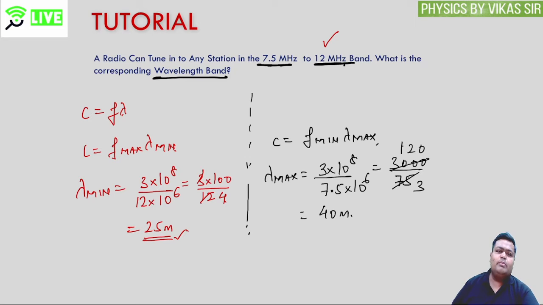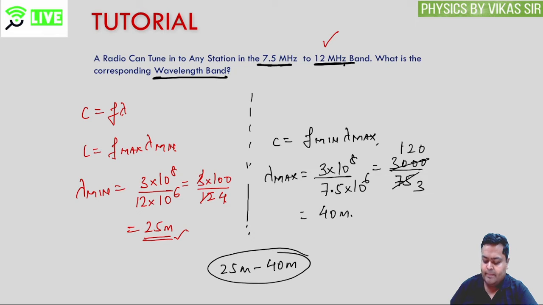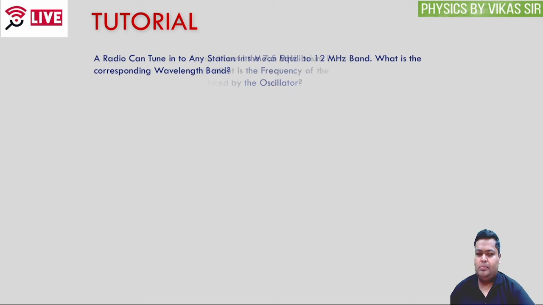So I have the maximum and the minimum with me, which means the wavelength band is supposed to be between 25 meter to 40 meter. Easy question. Let's move to the next question.